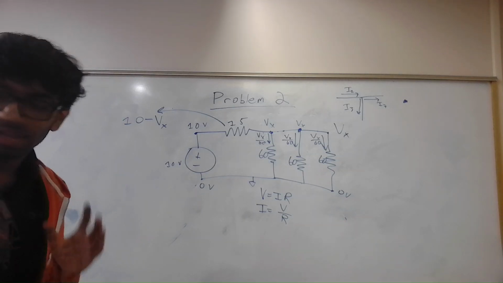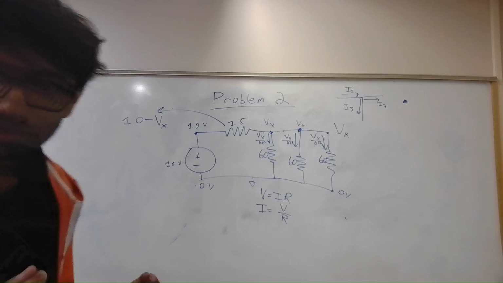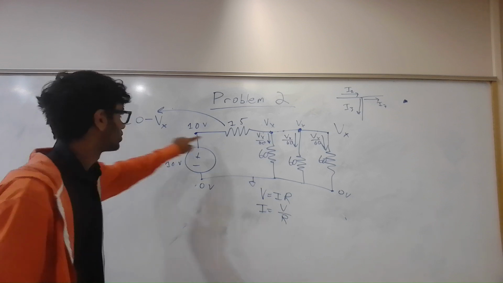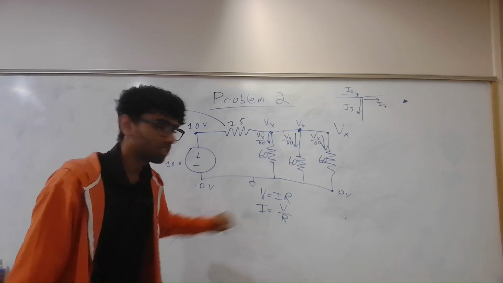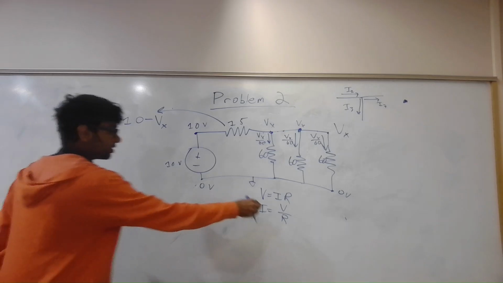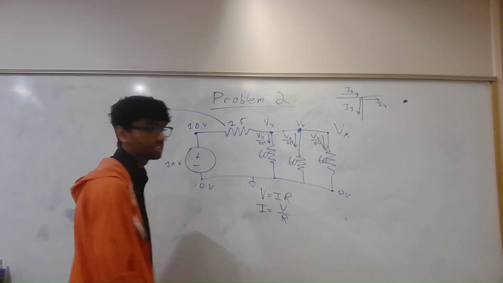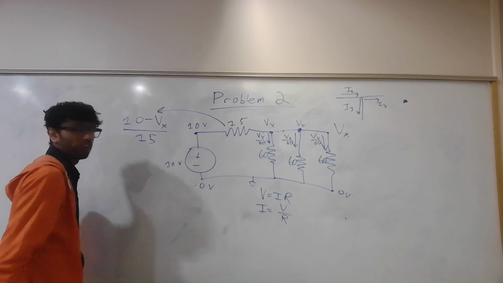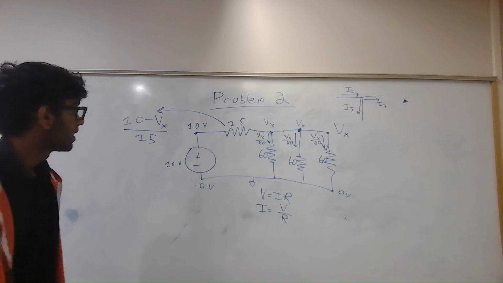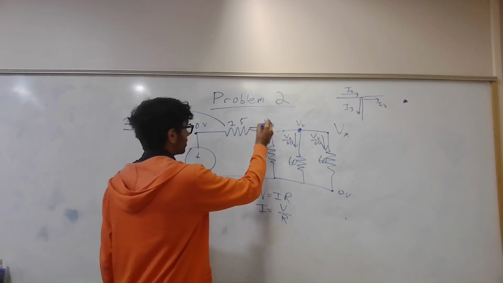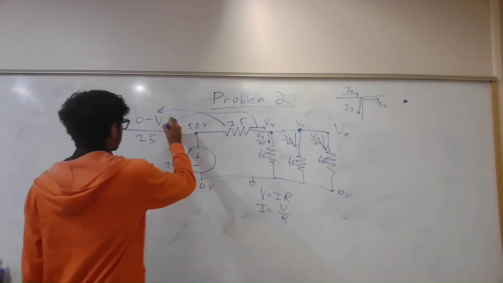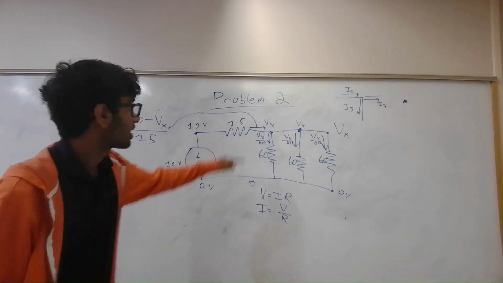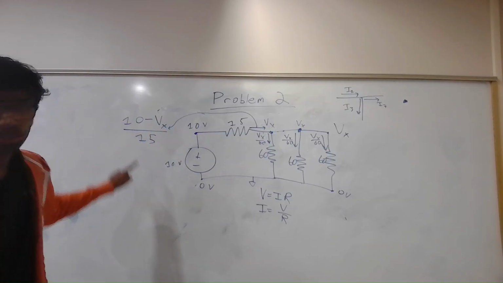So again, this is getting back to the same thing that we've been saying, that voltage drops are a really intuitive way to think about things. 10 minus Vx is the voltage drop of this resistor. So now we can get the current through that resistor, which is just 10 minus Vx divided by the resistance, which is 15. 10 minus Vx over 15. Okay? And that's the current that flows right here. So that current is 10 minus Vx over 15.